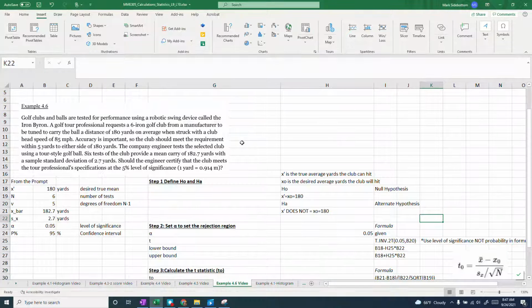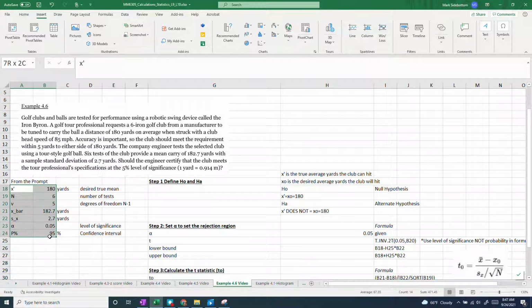The club should be within plus or minus 5 yards of 180 yards. We're also given that the person evaluating the club will do 6 tests, and from those 6 tests, they found that the average was 182.7 yards, and the standard deviation from those 6 tests was 2.7. Based off of that information, should the engineer who tested the club certify the club meets the specifications within a 5% level of significance?